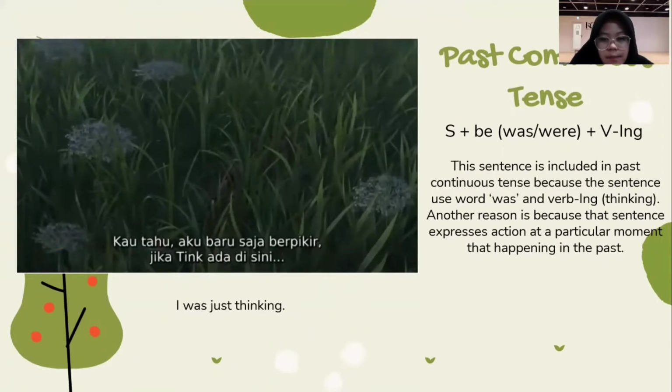The next is past continuous tense. Past continuous tense has the pattern subject plus was/were plus verb-ing. The first sentence that I found is, "I was just thinking." The sentence is in past continuous tense because it uses was and verb-ing, thinking. Another reason is that the sentence expresses an action at a particular moment that was happening in the past.